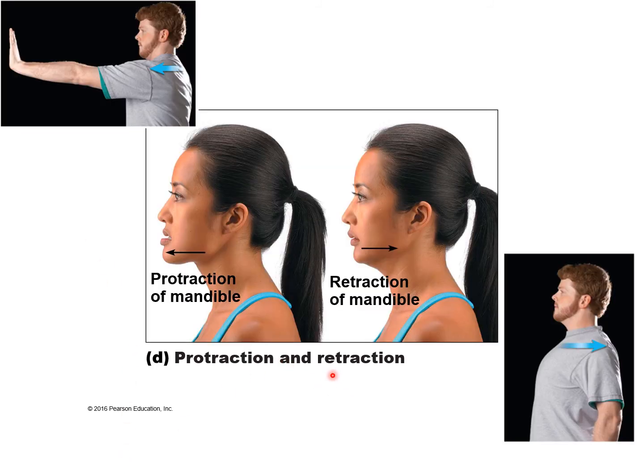Protraction and retraction. Now, you can do this at a few different places, but probably the more popular area to use these terms would be in relation to the mandible. So protraction, we're moving our mandible anterior. Retraction, we're moving our mandible posterior.